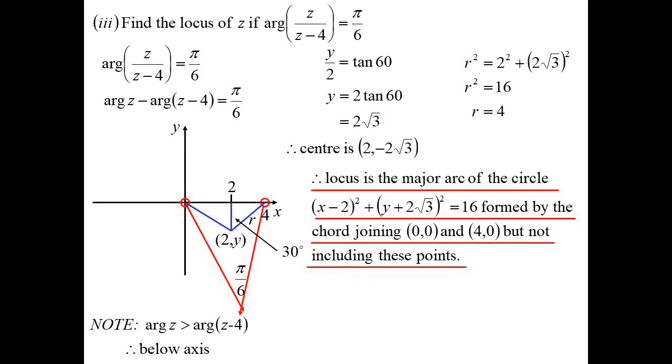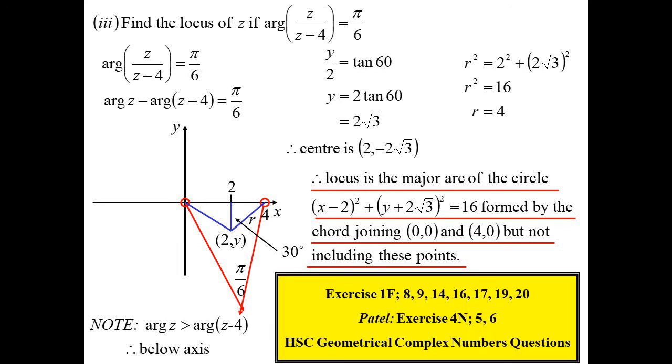The locus is the major arc of the circle, and I've put the equation of the circle down there. (x minus 2) squared plus (y plus 2 root 3) squared equals 16, formed by the chord joining (0, 0) and (4, 0), but not including these points. Another way you could say that, it's that circle, but for y values that are less than 0. That would explain it as well, because you're saying you're below the axis. So you could do it that way as well.